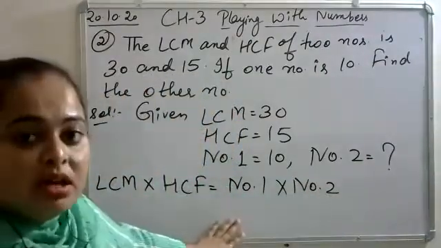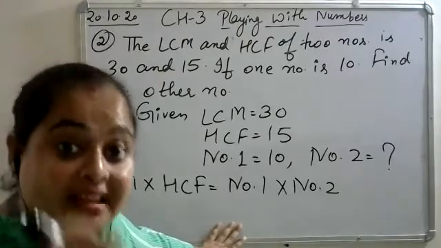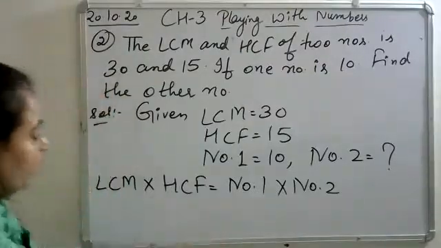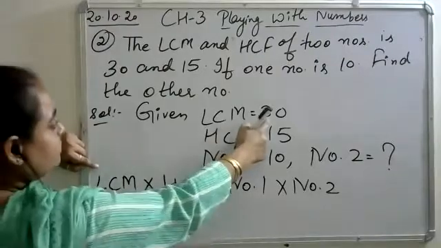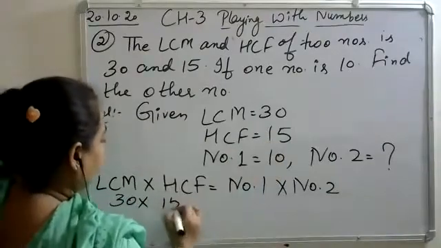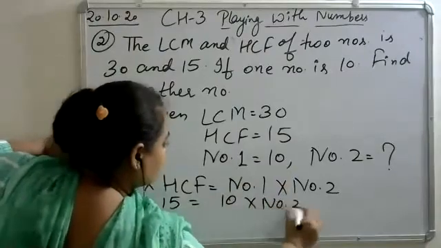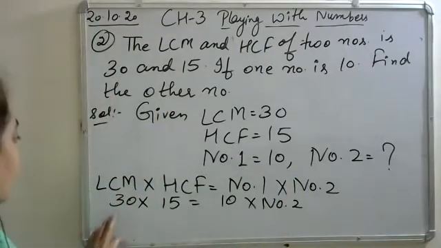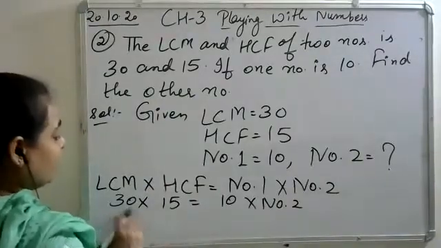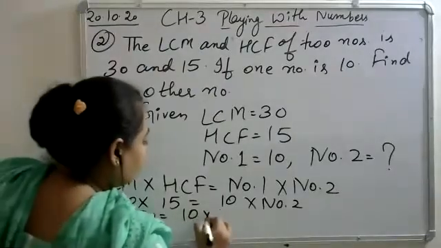Apply this formula. If the question is based on HCF and LCM together, then you will apply this formula. Okay. Now put the value. What is LCM? 30. What is HCF? 15. What is number 1? 10. Number 2. Now 30 multiplied by 15, 30 multiplied by 15, 450. 10 multiplied by number 2.